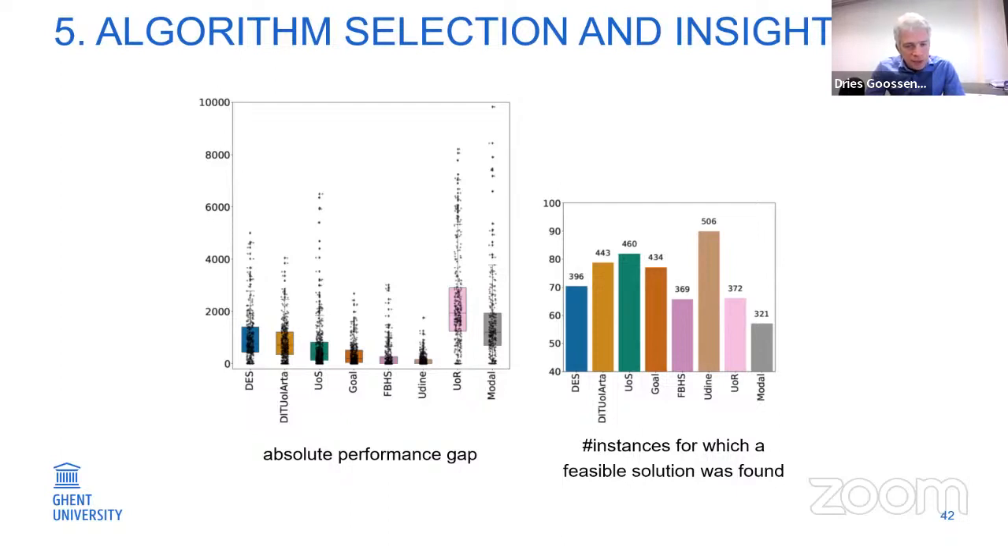but not for all instances. And if you look at the right, you can see for how many instances a feasible solution was found. So if you look at Udine there, they managed to find a feasible solution for almost all the instances, whereas the first break heuristically schedule method fails in finding a feasible solution for quite a lot of these instances. You can also see that modal, which is the IP approach, sometimes does very well, but also for a lot of instances is quite lost.